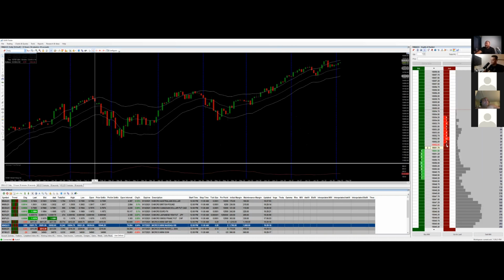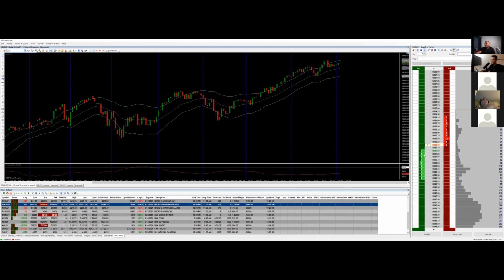You can see a little bit of fluctuation right here on the right side. You're going to see these on the red column. These are the pending orders. Maybe these are sell limits right here. And then on the green, those are buy limit orders waiting to get filled.